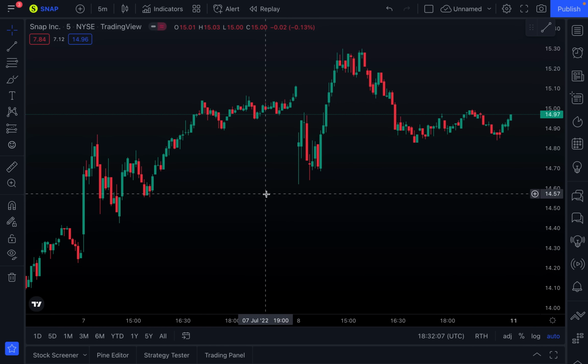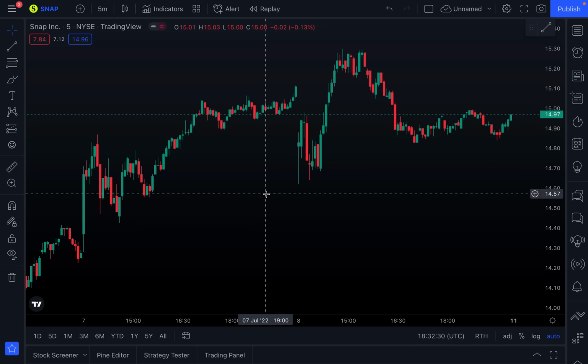VWAP indicator. The VWAP indicator is a very, very popular indicator, and it is also a main indicator that big money uses. And by big money, I mean Wall Street. Today I'm going to be using TradingView for today's video. Again, completely free to use. So head on over to TradingView if you want to follow along here.